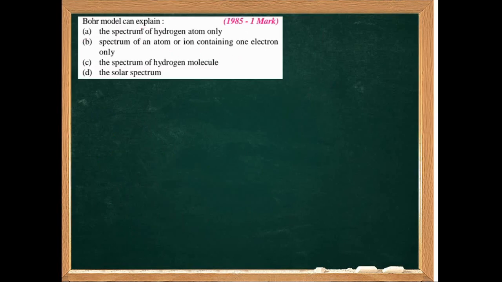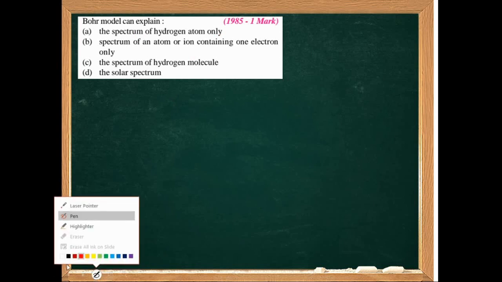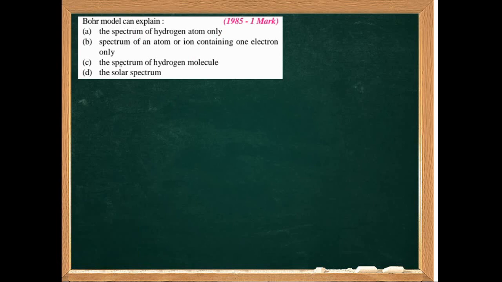Then, the Bohr model can explain what? The Bohr model, we know, explains the spectrum of the hydrogen atom only? No. We also had one-electron atoms, and these were also explained by Bohr. So saying the spectrum of hydrogen only is not completely right. The spectrum of an atom or ion containing one electron only is right, because this is what we consider the one-electron systems, where we could derive energy levels and the radius values.